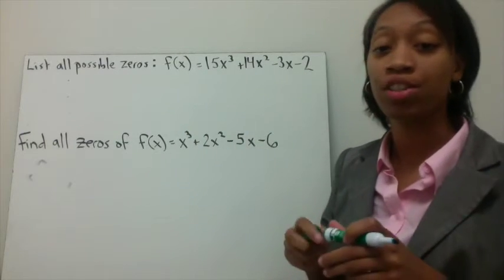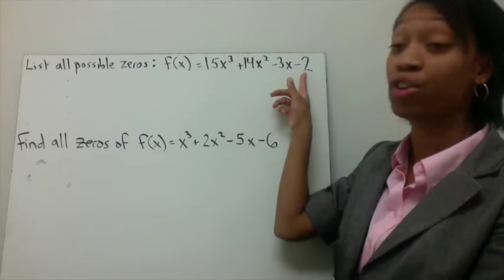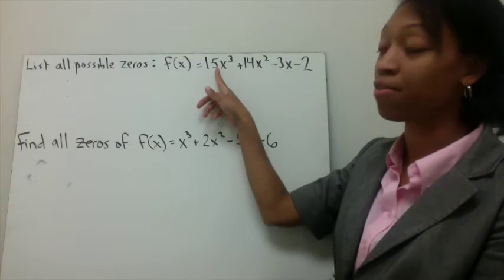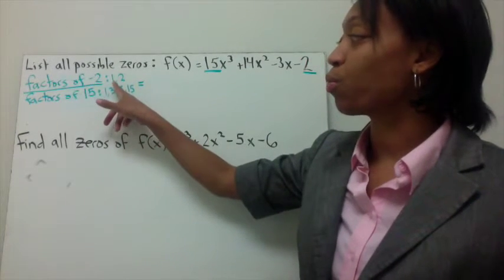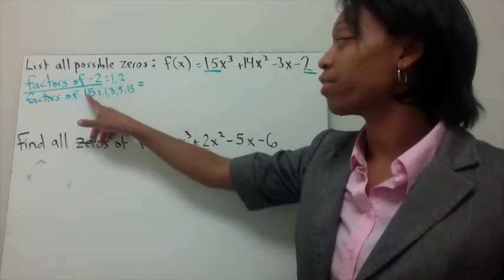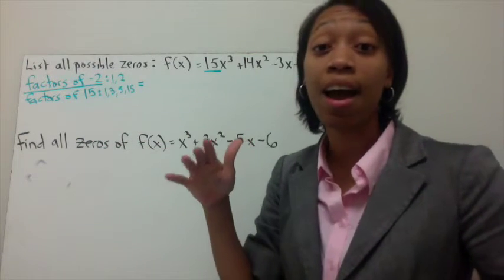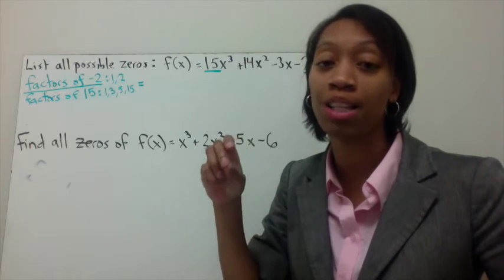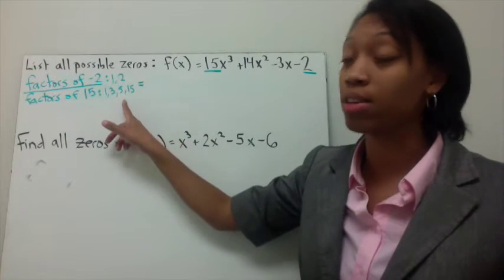So the zeros are going to be the factors of 2 divided by the factors of 15. Okay, so the factors of 2 were 1 and 2, and the factors of 15 were 1, 3, 5, and 15. Now I have to list out all of the possible options that have one of these numbers on top and one of these numbers on bottom.